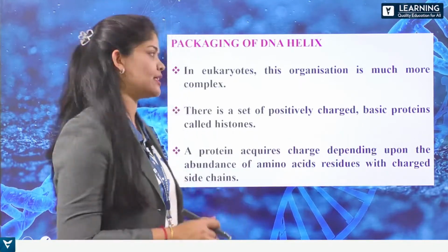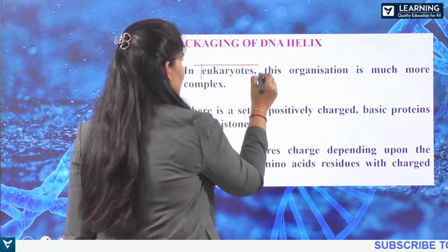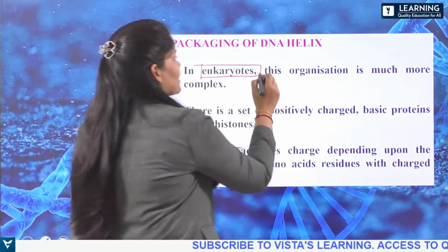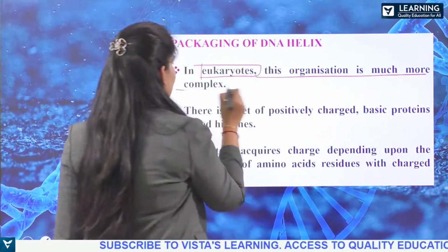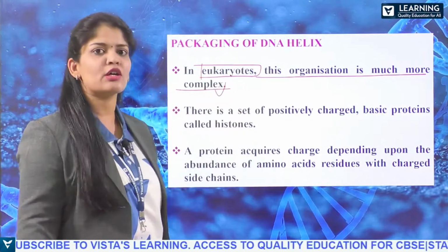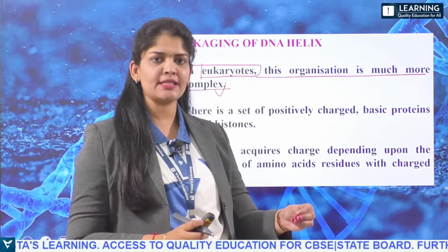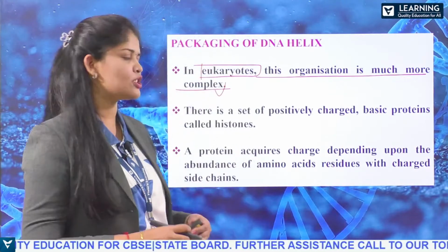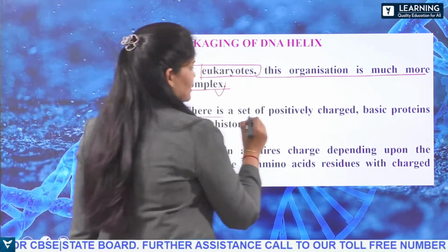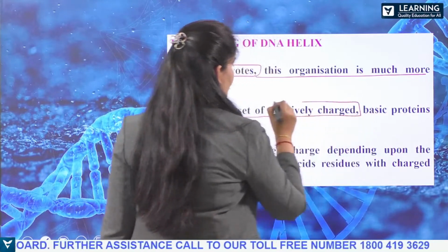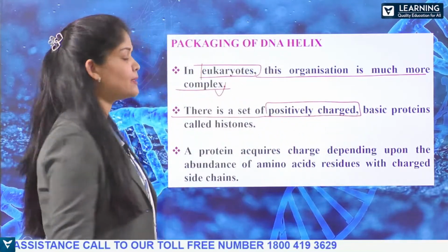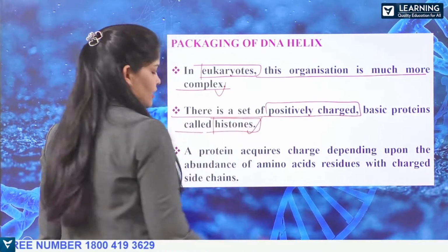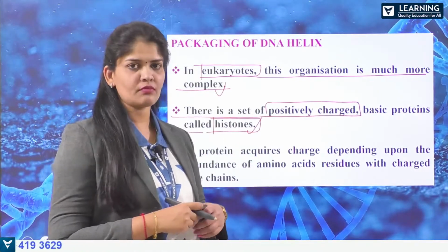Coming to eukaryotic cells, we know that eukaryotic cells are much more advanced. They have a well-defined nucleus in them. This organization is much more complex because the eukaryotic cells themselves show complexity in their organization when compared to the prokaryotic organization. There is a set of positively charged basic proteins, and that type of proteins are called histone proteins.